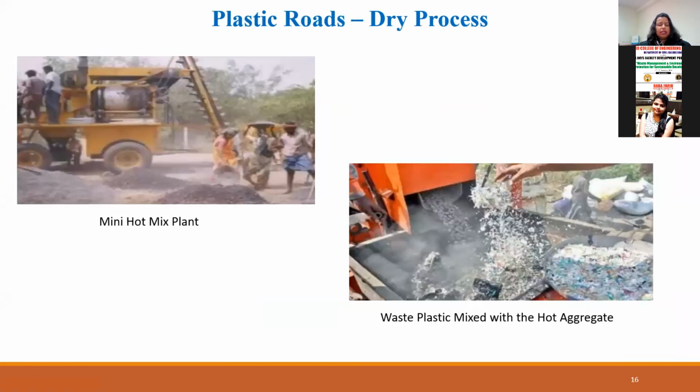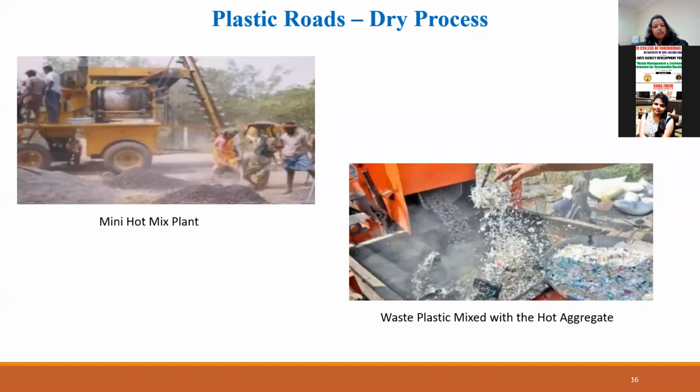So this is a mini hot mix plant wherein you preheat the aggregates for the dry process, and those preheated aggregates are further mixed with the plastic waste, as you can see in the photograph on the right. So now the crusher is rolling out the hot aggregates, and on the side you are putting out waste shredded mix. So they have a certain specific set range of percentage in which you add these things. You cannot add them too much in abundance.